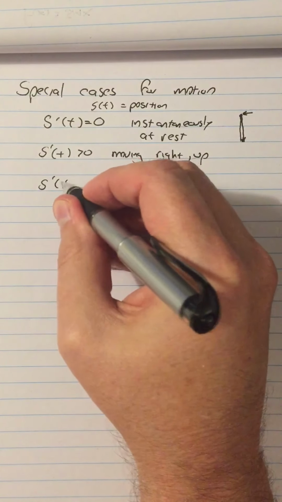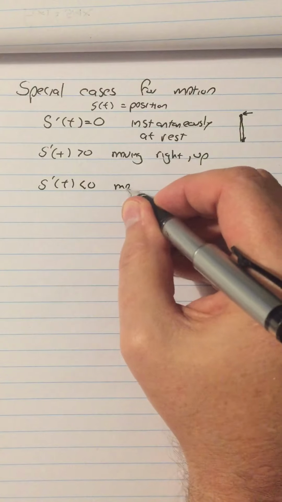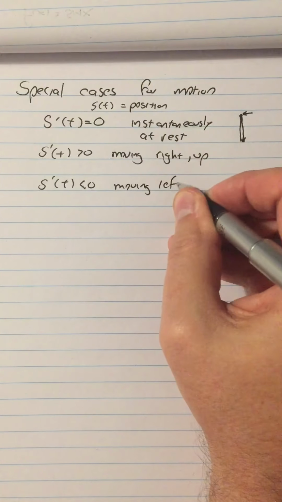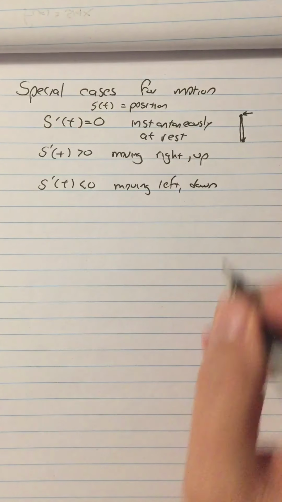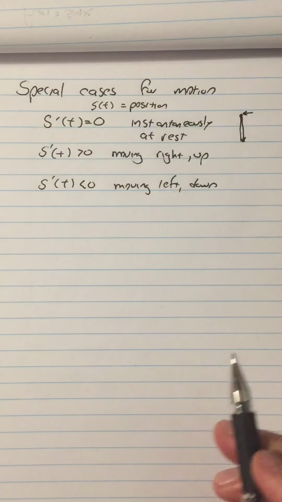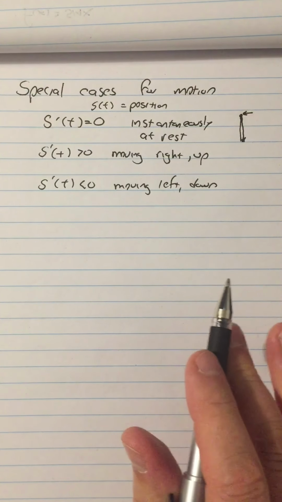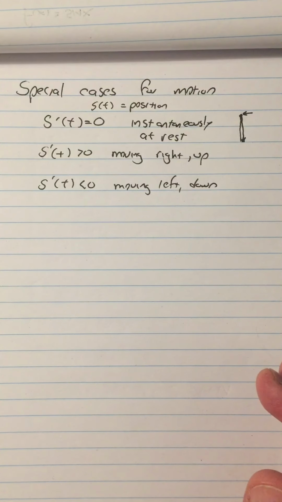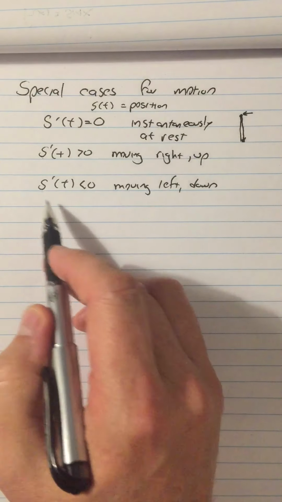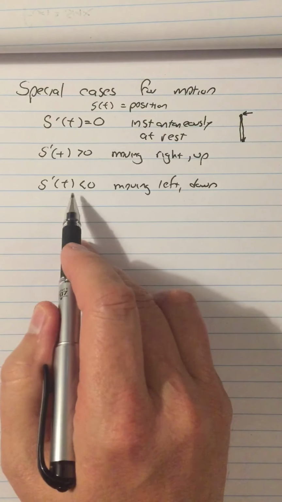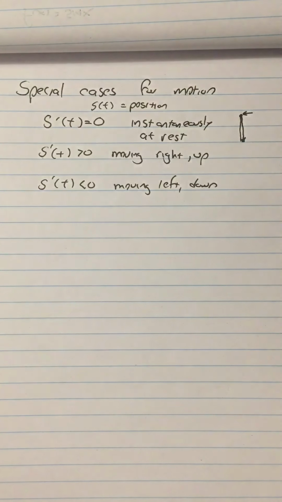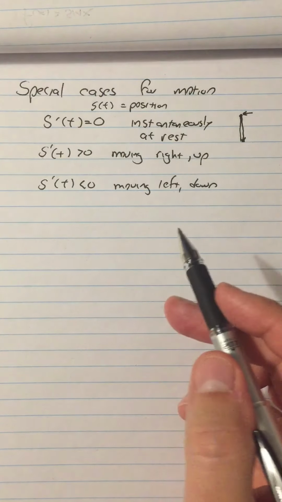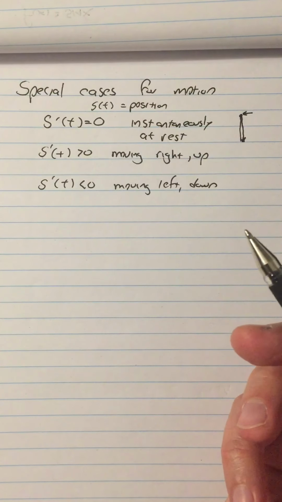And so, if S prime of t is negative, then that means we're moving to the left or down. So a lot of times a favorite AP question would be, give you some equation for motion and say, over what interval is the object moving to the left? So you would just find S prime, set it less than 0, and then solve the inequality you get for t. That's how you would determine when an object's moving left or right.